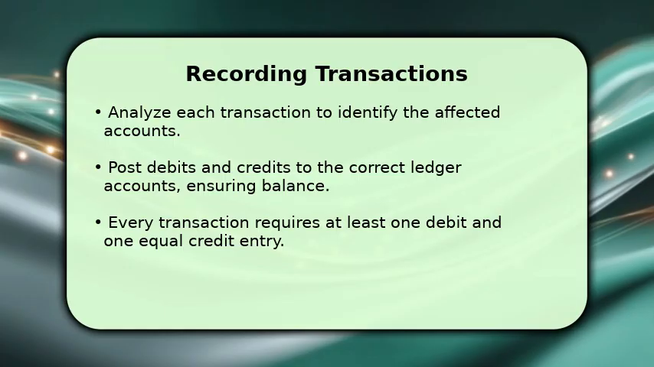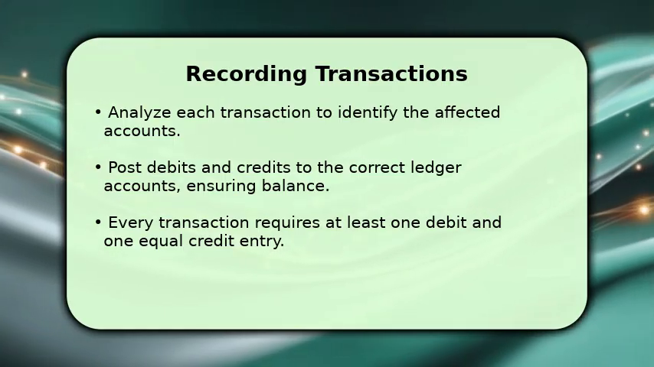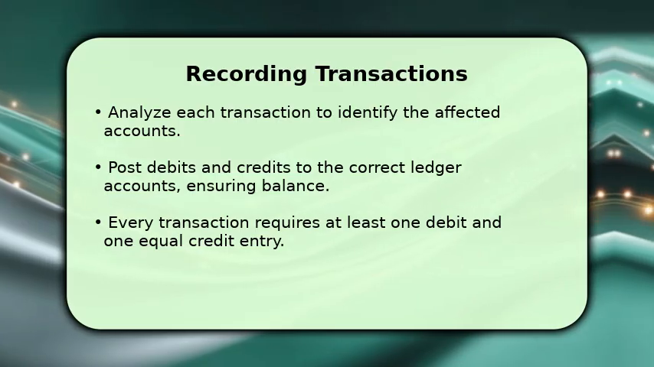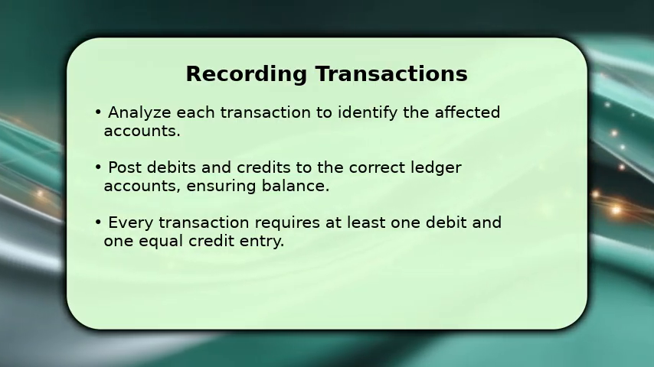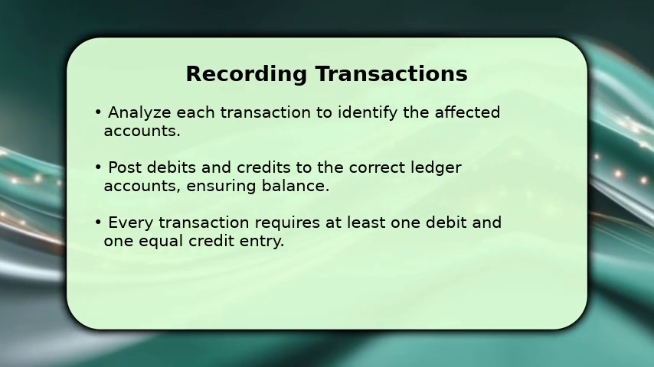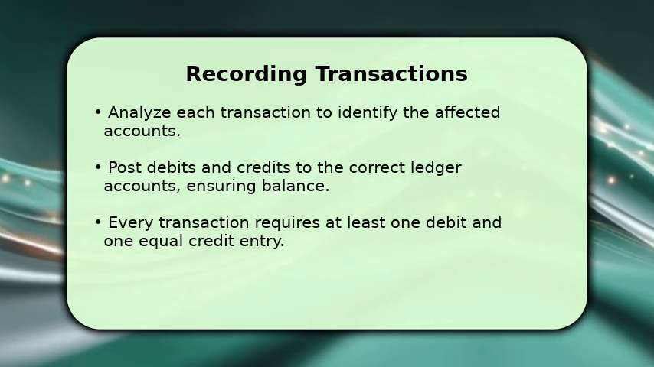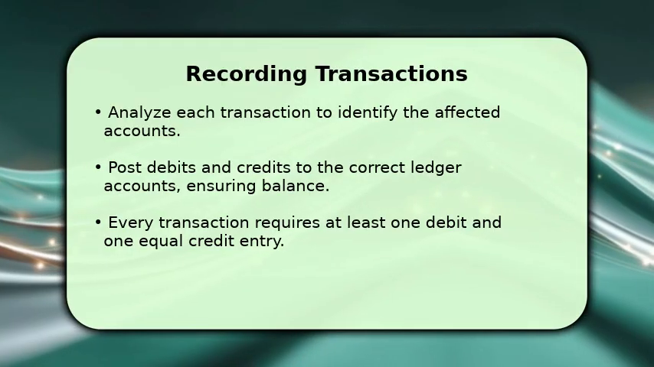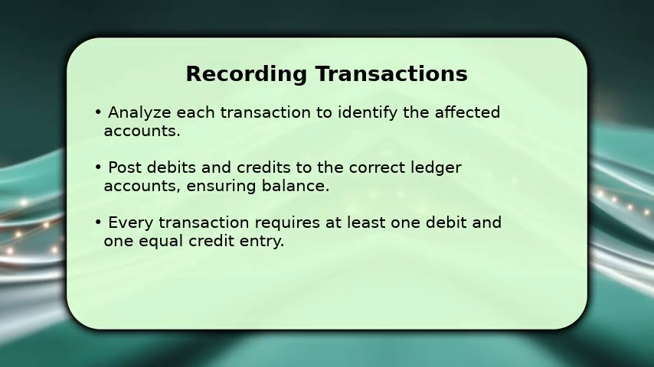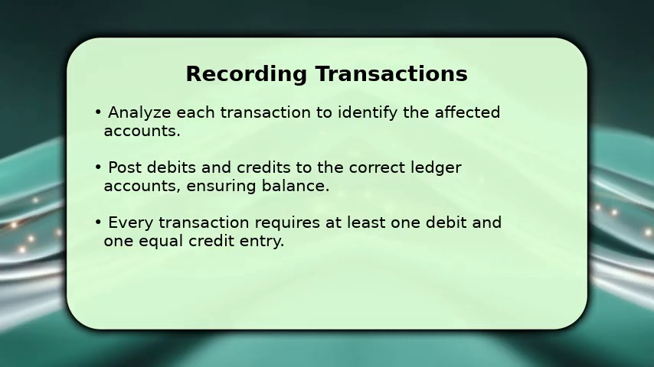Now, let's talk about recording transactions. First, analyze each transaction to determine which accounts are impacted. Remember, every transaction involves at least 2 accounts. Then, post the corresponding debits and credits to the correct ledger accounts. It's essential that total debits always equal total credits to maintain the accounting equation and ensure your books remain balanced.